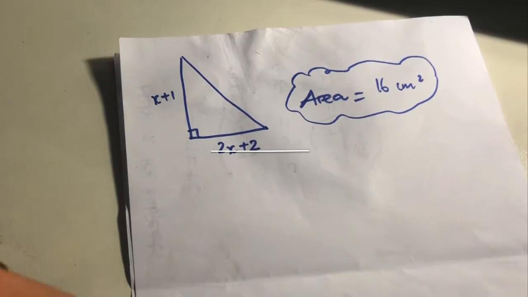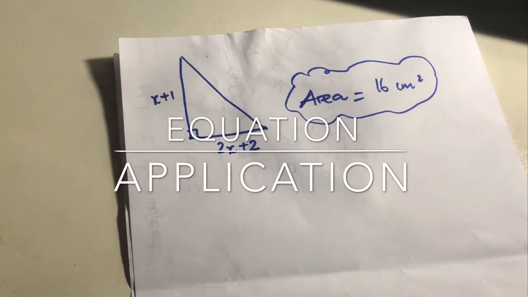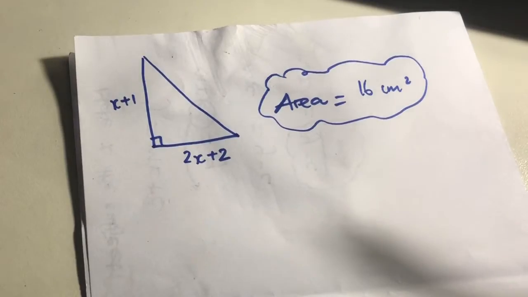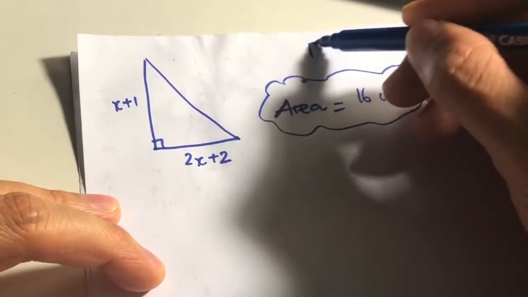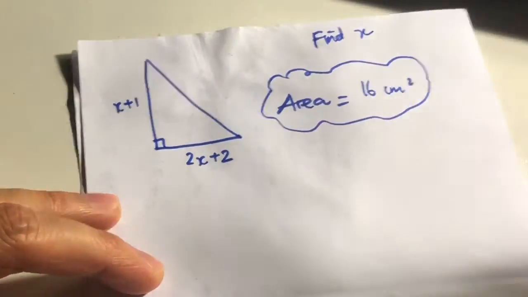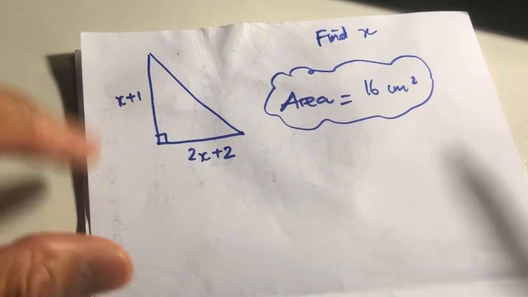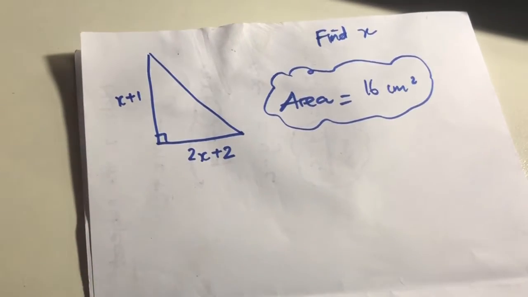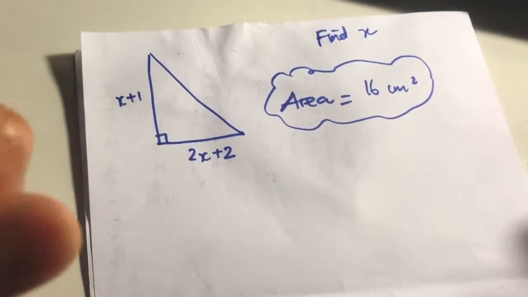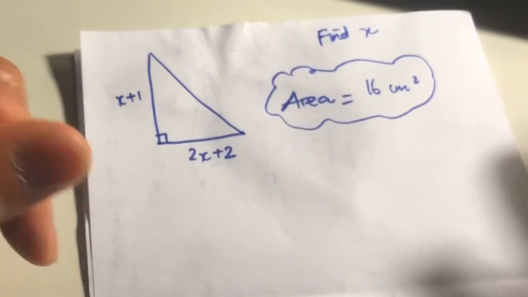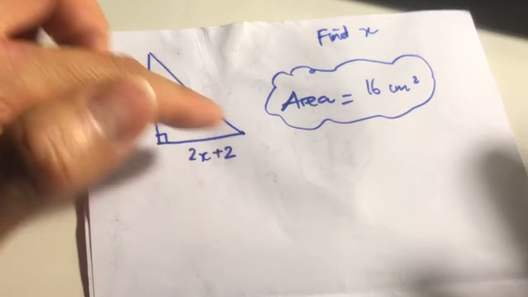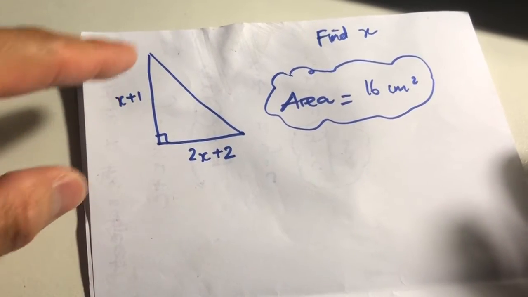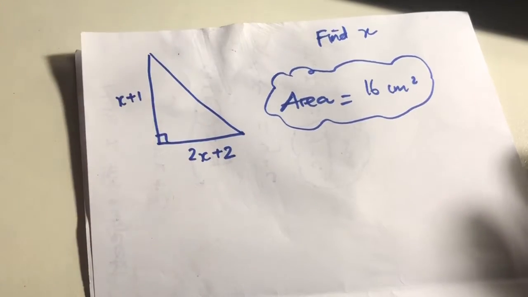Okay, so let's say you face this problem in the exams. The first thing you should do is not to panic, right? So the question is saying find x, given the picture like this, which is a right angle triangle, and the area is 16 centimeters square. You don't worry too much about the units because it's always there. Let's say the area is 16. The area of this shape is 16, and you are finding x.